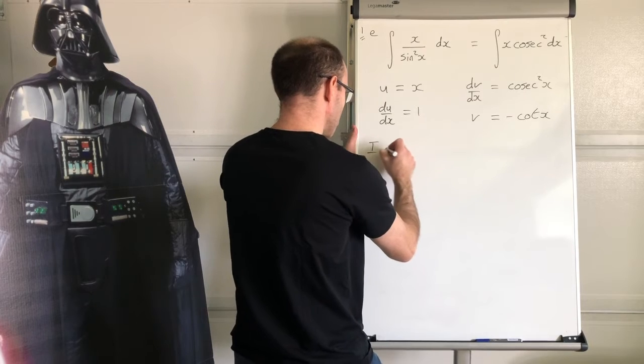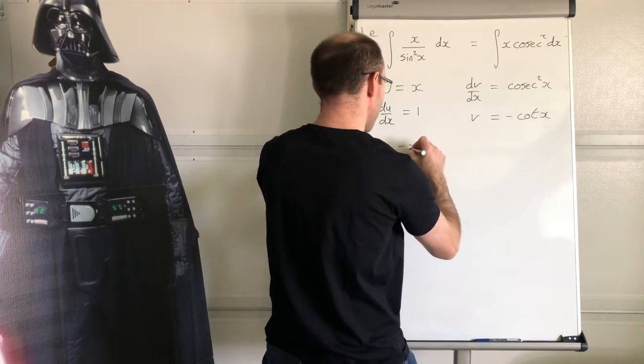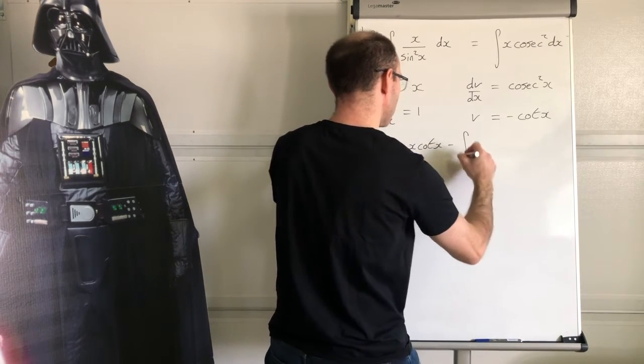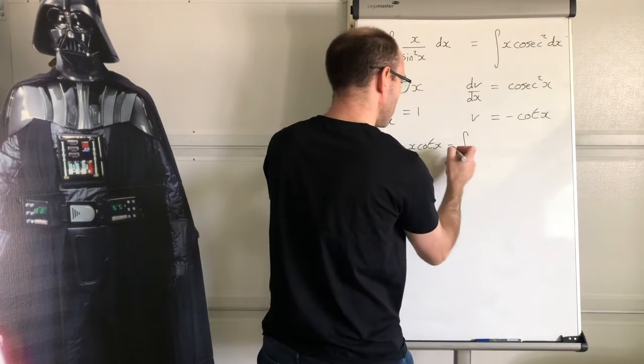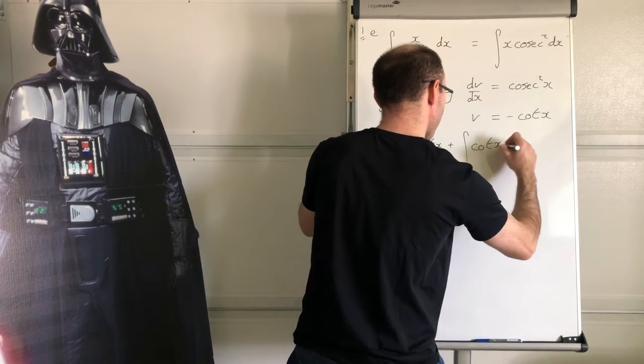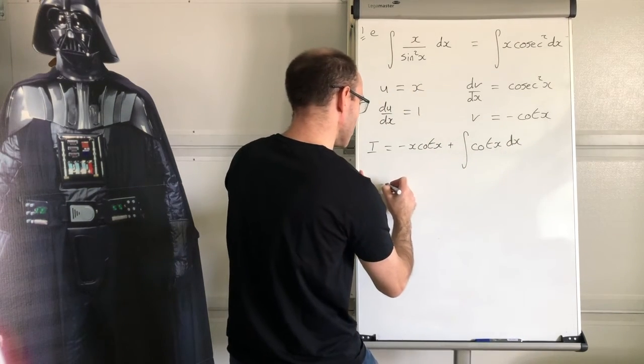So that's that one, and then we just use the by parts formula. So the integral is equal to uv, so that's that times that, negative x cot x. Subtract the integral of v du dx, so that's negative as well, so that's going to be positive. Integral of cot x dx. I'm just going to work out what the integral of cot x actually is.